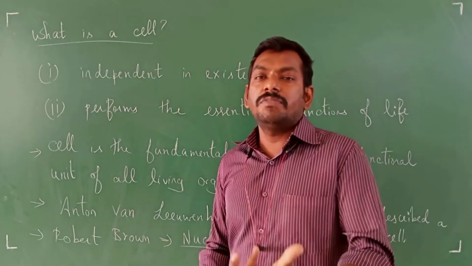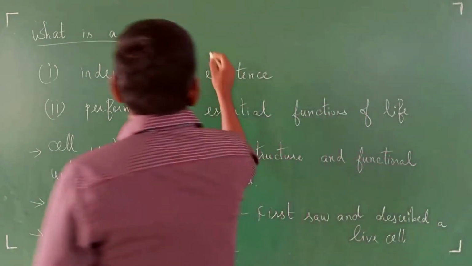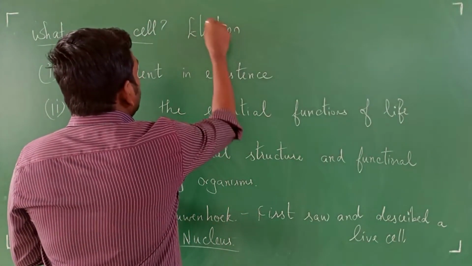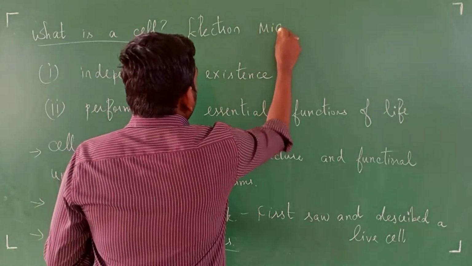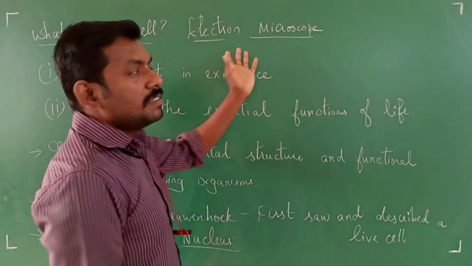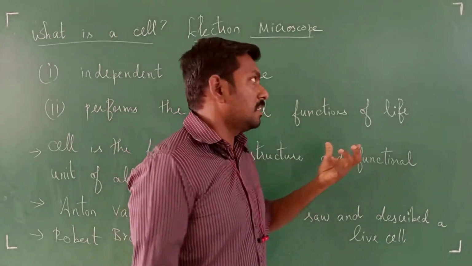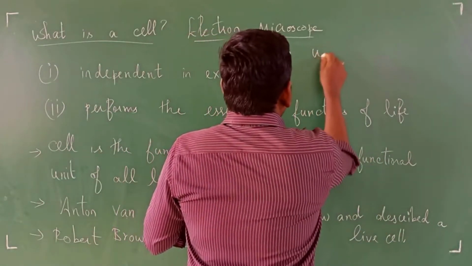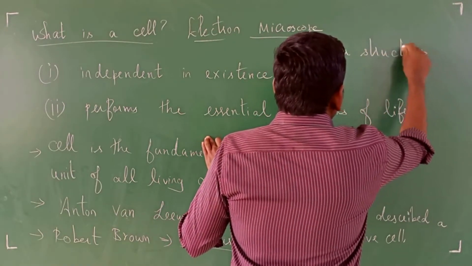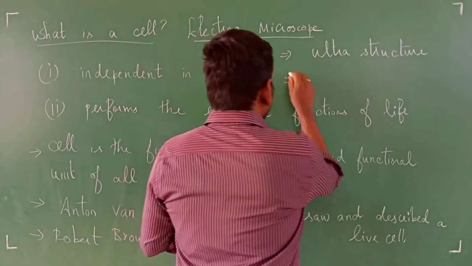And later, because of the invention of the microscope and the electron microscope, especially in the 1980s, after the discovery of the electron microscope, which is one of the greatest inventions in human history, you are able to see the ultrastructure of the cell, right? You can see the ultrastructures and the structural details.